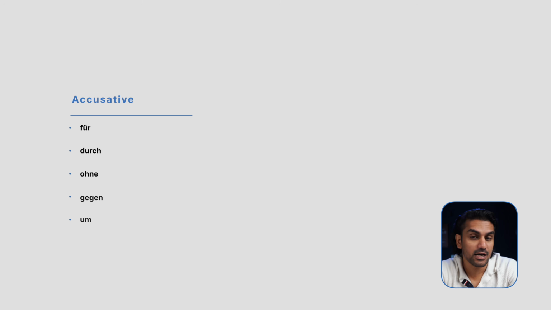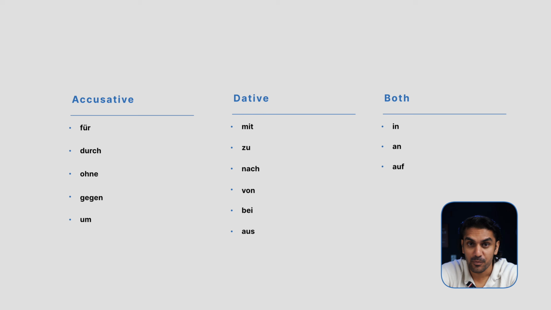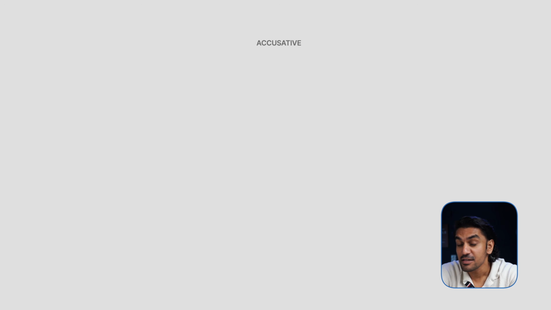Before we jump into the most common ones, there is something important to remember. Some prepositions in German always take the accusative case and some always take the dative case, and a few can take both depending on the situation. So when you learn a preposition, make sure you also learn which case it uses. Here are the most common accusative only prepositions that you will learn at A1.